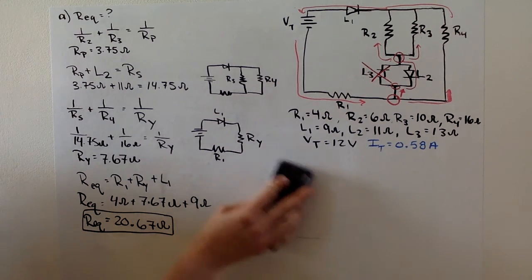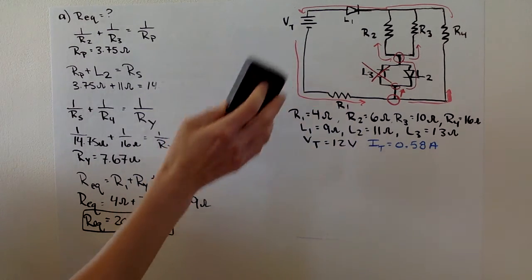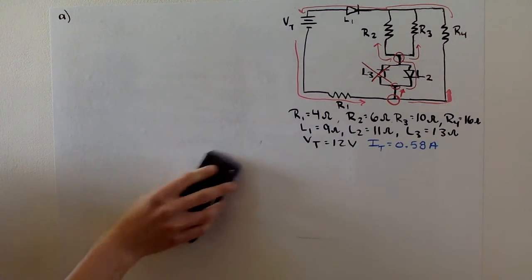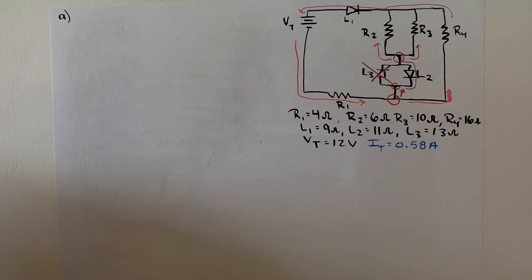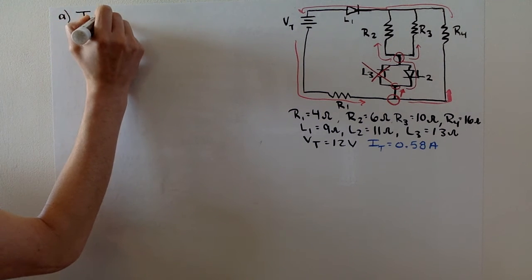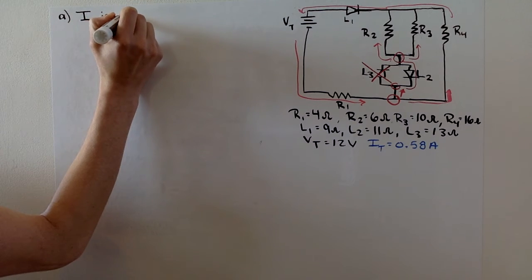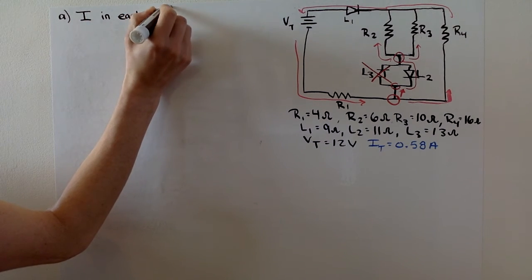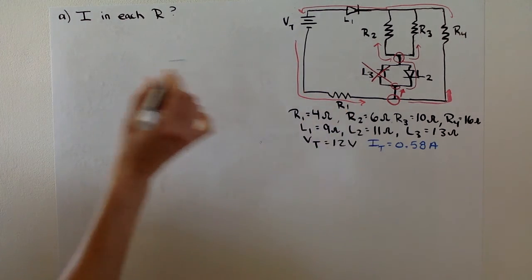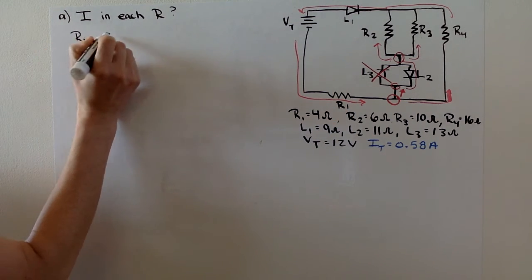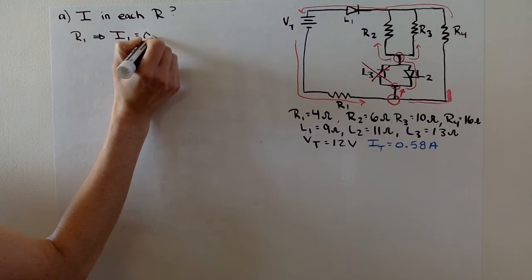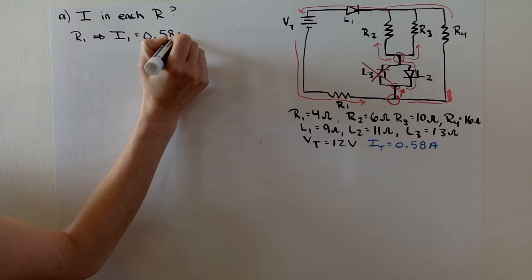Now part B wants you to find the current that will travel through each resistor. Okay. So we want to find current in each resistor. So R1 should be pretty straightforward. All of the current is going to go through there. So R1, my current in 1 will be 0.58 amps.